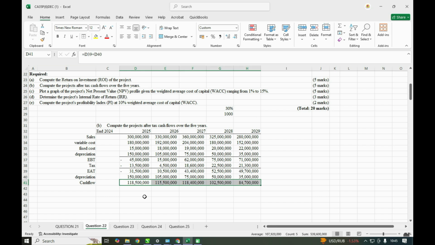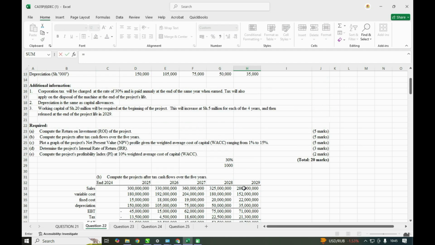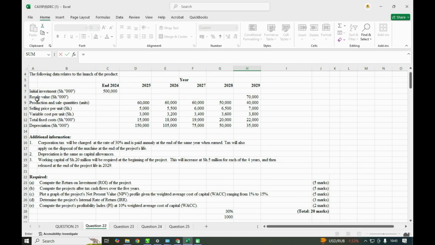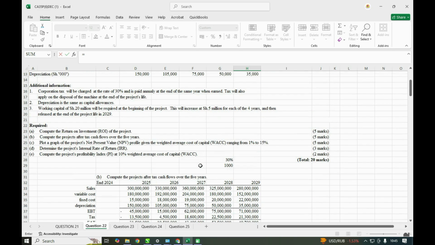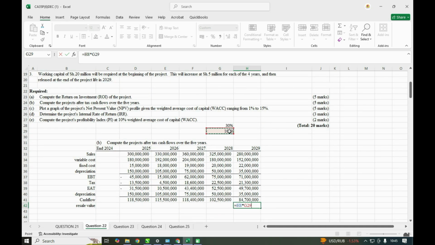That way. So the other thing we know is we had the resale value. We are reselling at 70. Resale is like the residue. We shall recover it in the last year, 2029. So 70, and we multiply by 1,000. Remember, the resale was in 1,000 of shillings. That is our resale value.